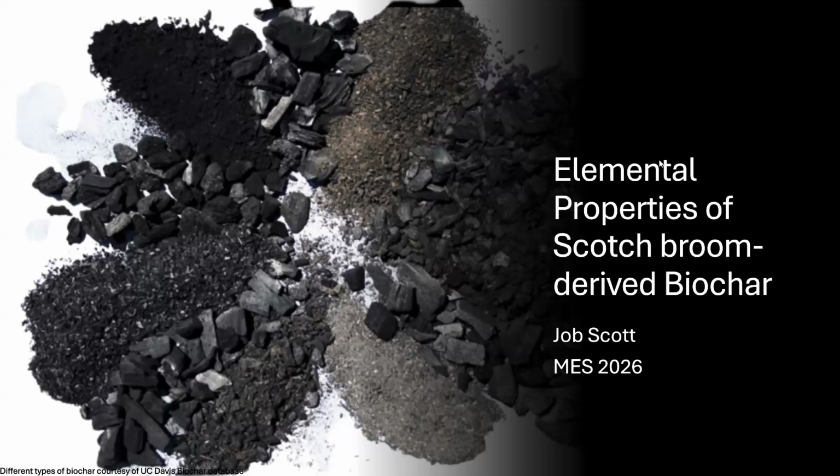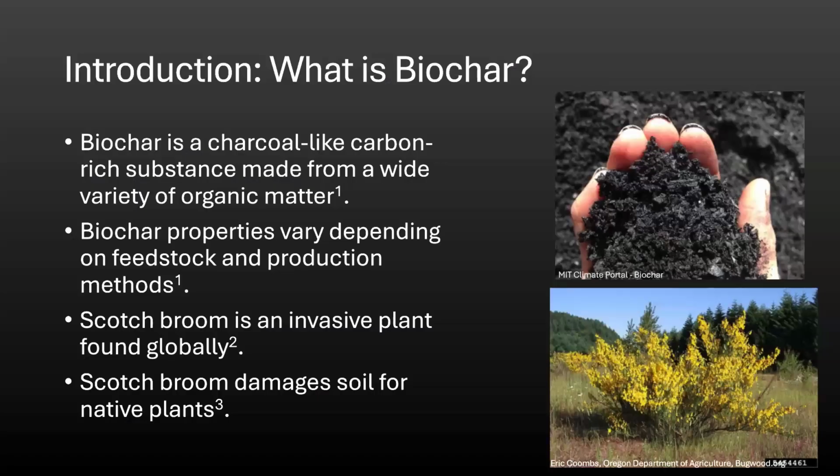My project is on the elemental properties of Scotch broom-derived biochar. So starting off, what is biochar? Biochar is basically a charcoal-like, very carbon-rich substance made from a wide variety of organic matter. That can include plants, plant waste, or manure. So anything you can think of that's organic, you can pretty much turn into biochar.